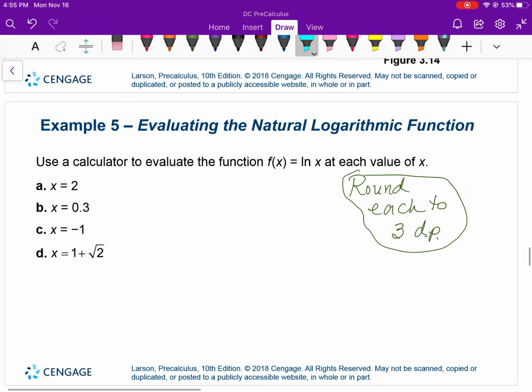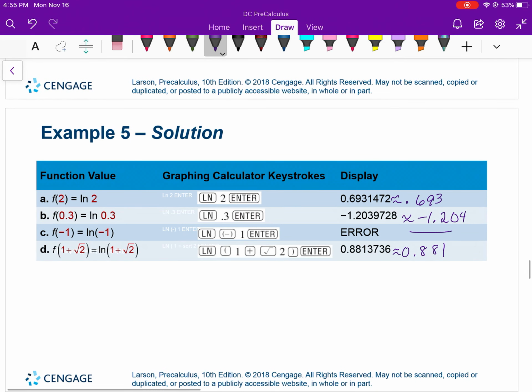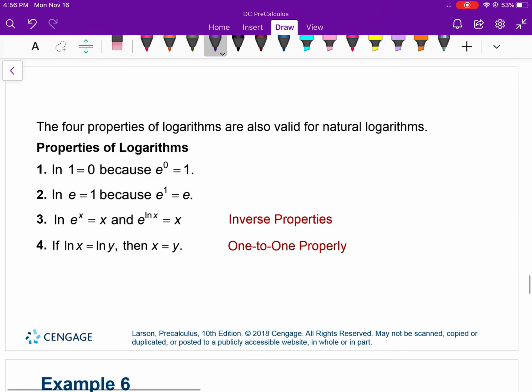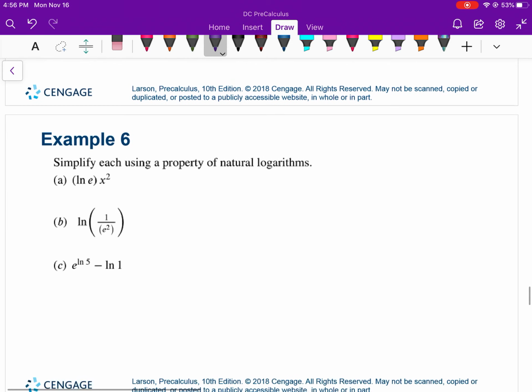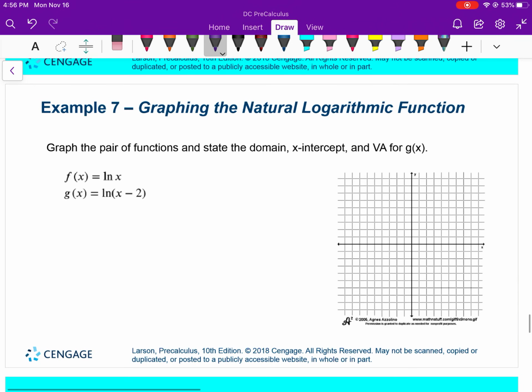We went through these little examples where you're just plugging in the values in your calculator. So you would be finding the ln of 2 here, the ln of 0.3 here, and so on. And then on the next slide, we just checked our answers. So that's just a check to see if you can use your calculator. We skipped this. We're going to do that in the next video. We skipped that. And we went on to graph the natural log function.